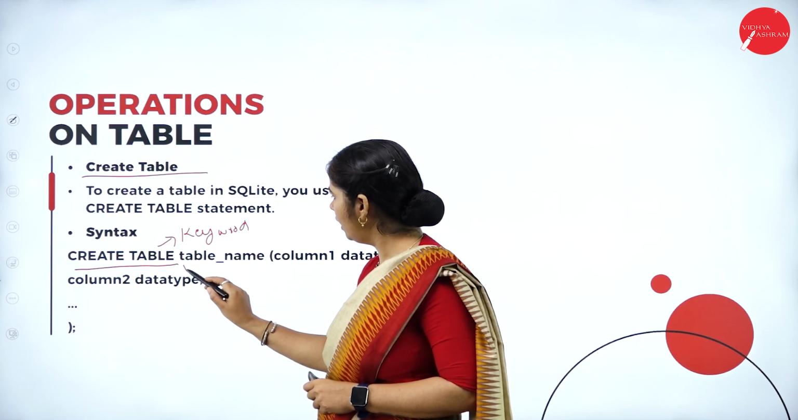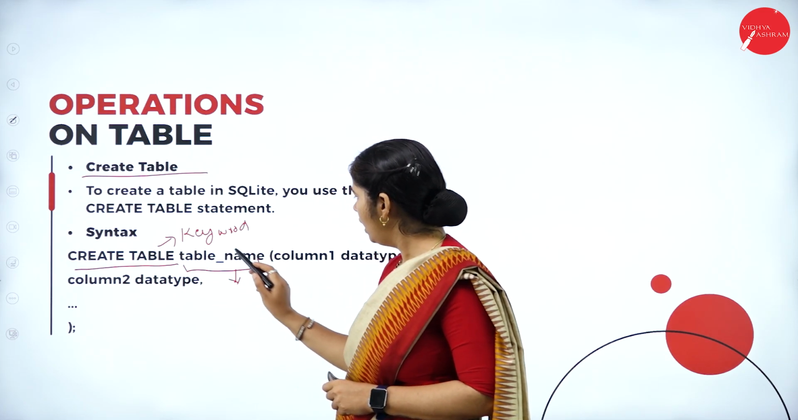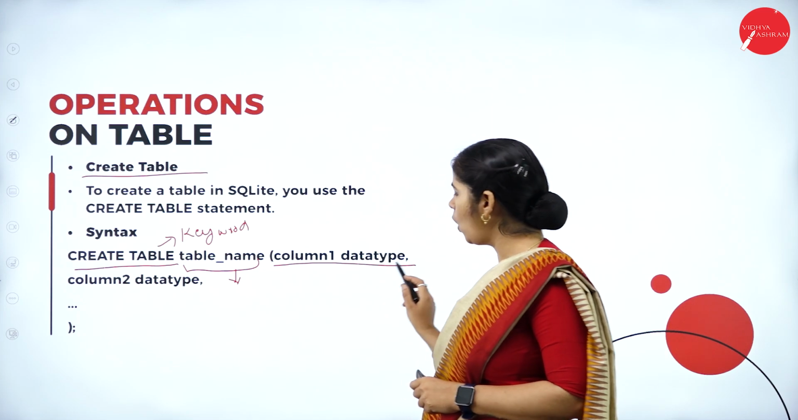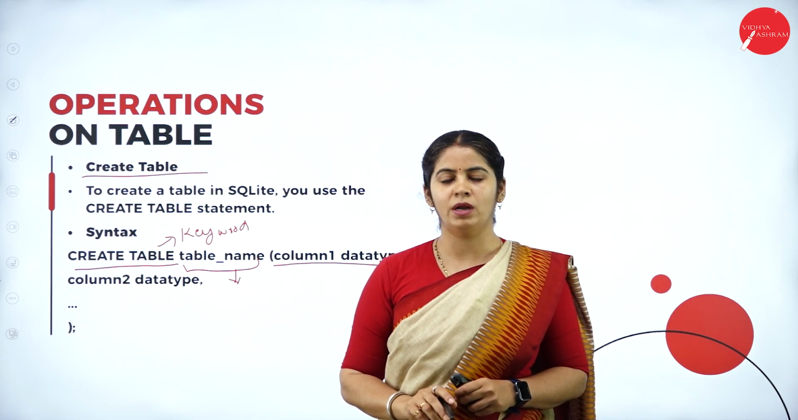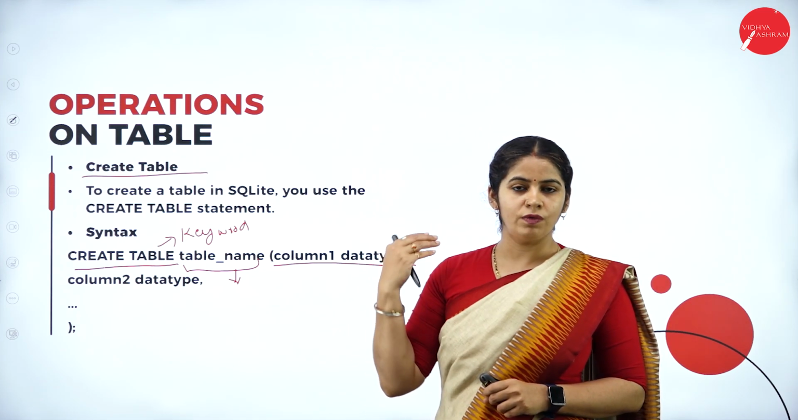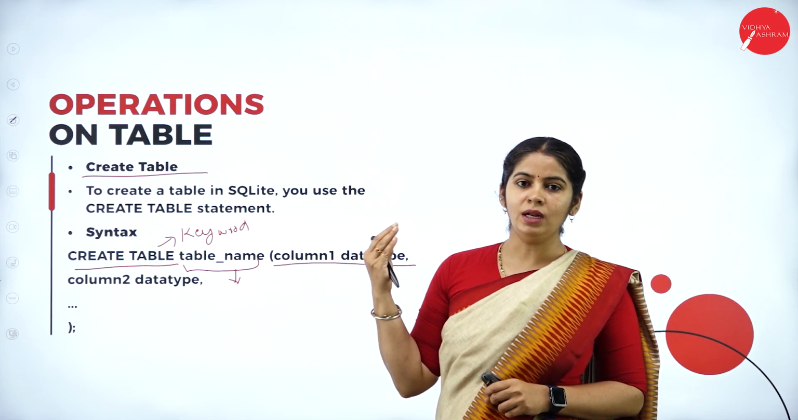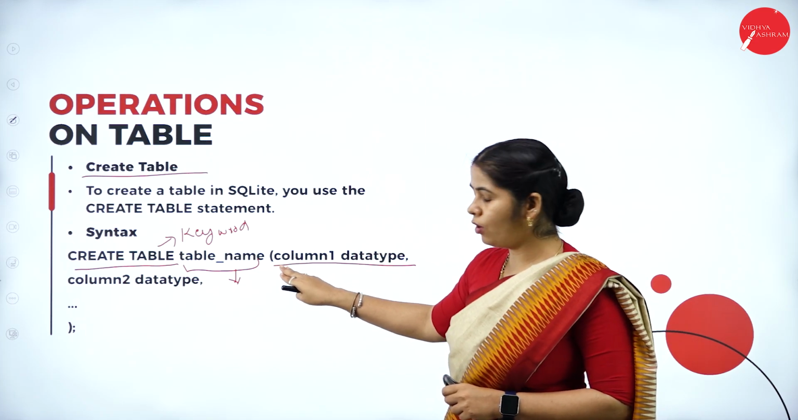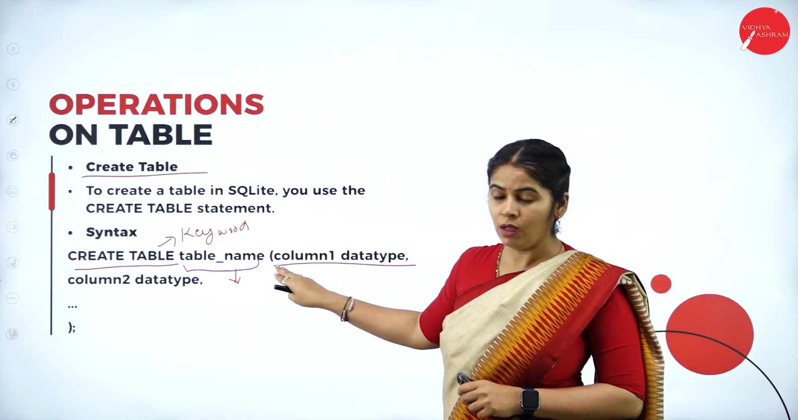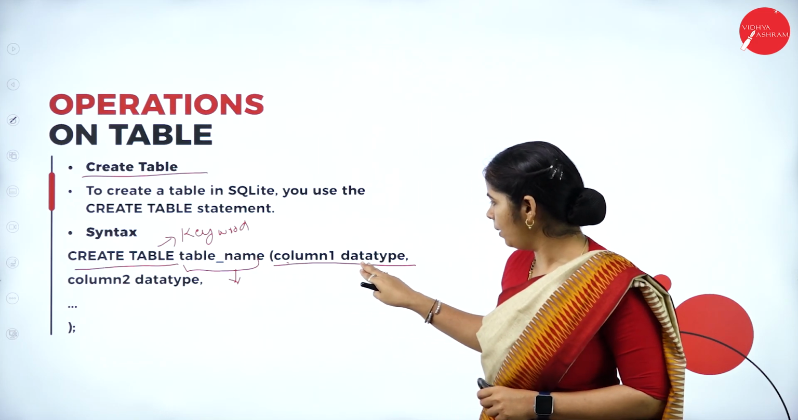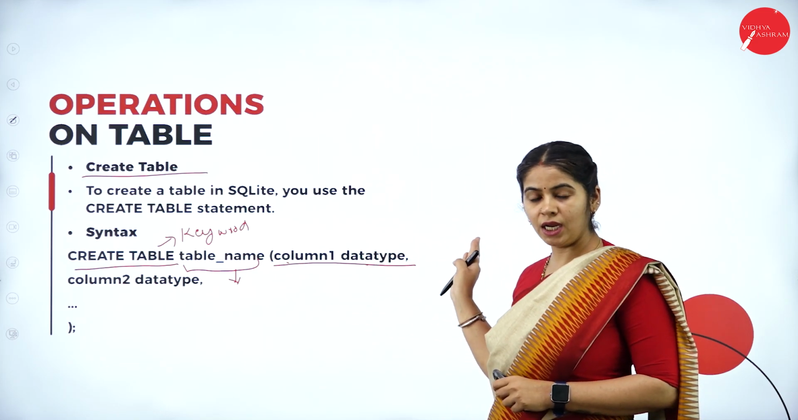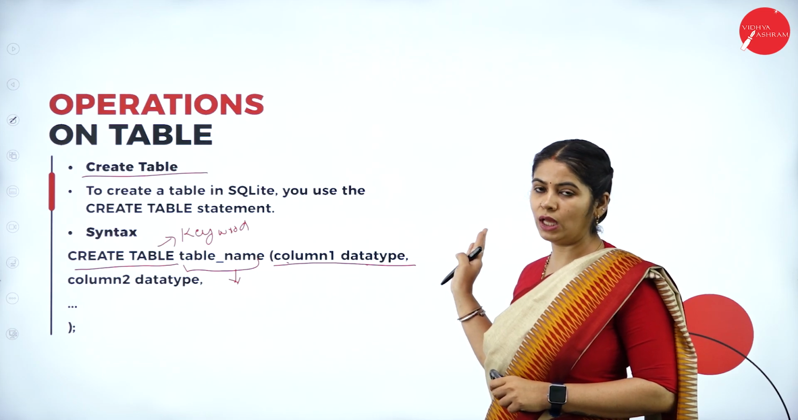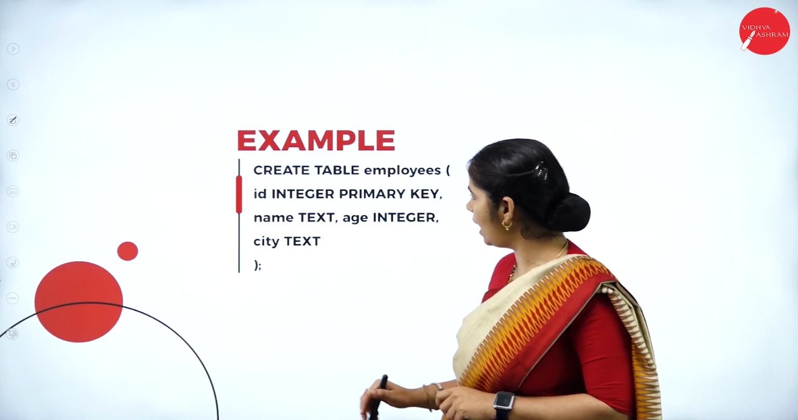Then we give the name of the table, and how many columns there are in that table. As when we are working with normal SQL, we mention the number of columns, the name of each column, which data type it belongs to, and whether it is a primary key or not. Let us see the example here.